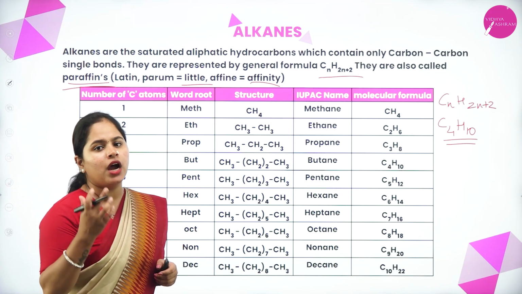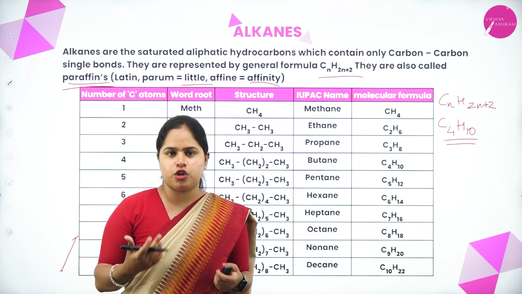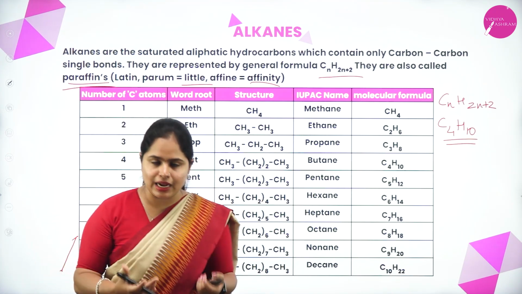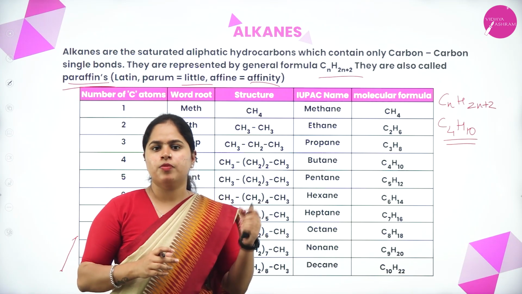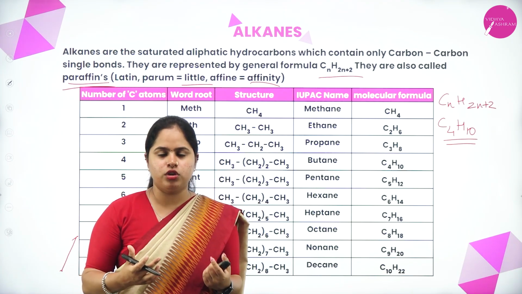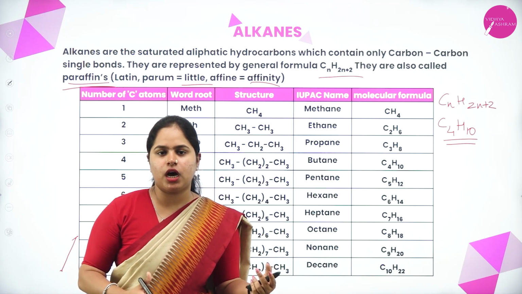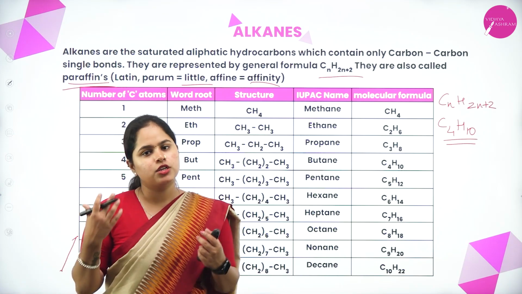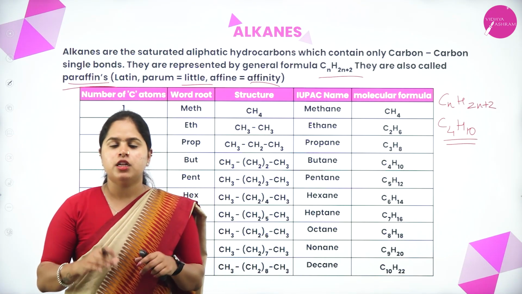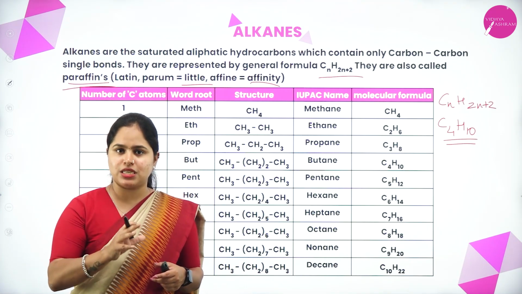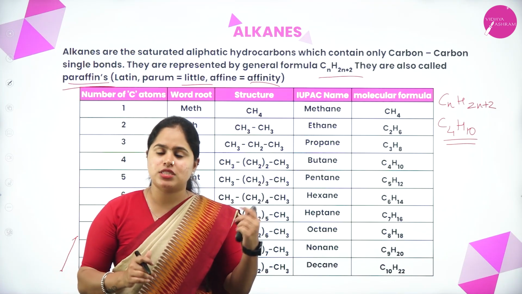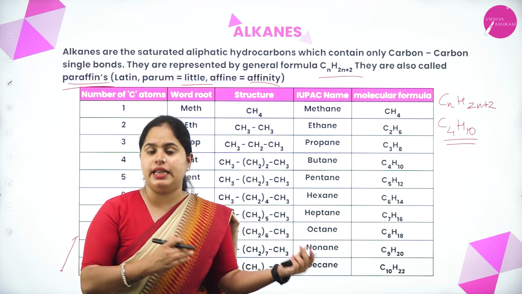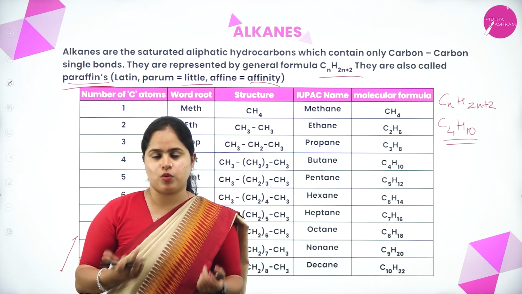The IUPAC nomenclature you have already studied in your organic chemistry chapter. When we study the IUPAC nomenclature of alkanes, what you have to remember here is the root word: if you have 1 carbon atom, it is meth, 2 carbon atoms, it is eth, 3 carbon atoms, it is prop. You are already familiar with that. Now you have to use the suffix relating to alkane. The suffix here will be ane, right? In the case of alkene, it will be ene. In the case of alkyne, it will be yne.